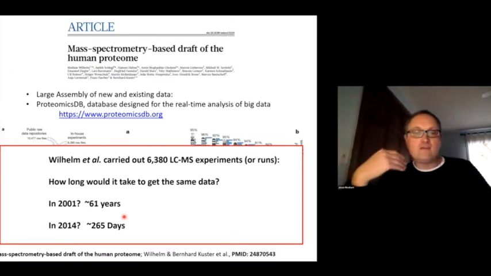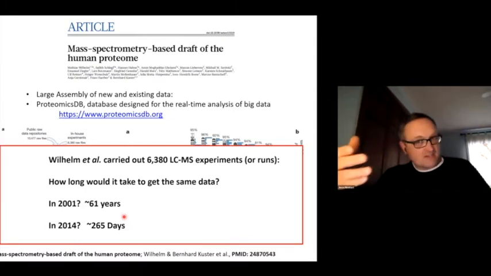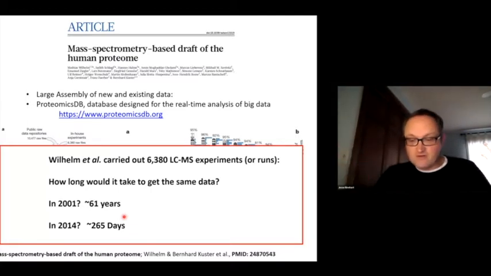So again, as I said before, the pace of the field is really dictated by the technology. As mass specs got faster and more accurate, you could think about doing 6,000 experiments in your lab, and you wouldn't have to convince someone like a poor graduate student or postdoc to spend 61 years doing it, right? Okay, so that's a powerful example of why it took so long. Because the technology had to mature, right?